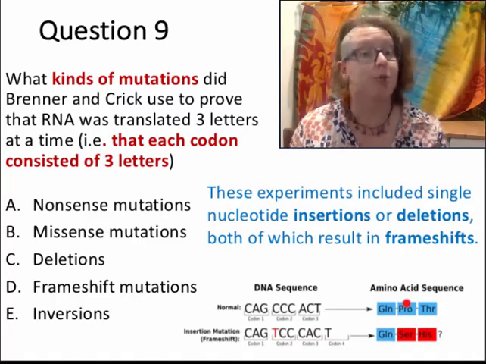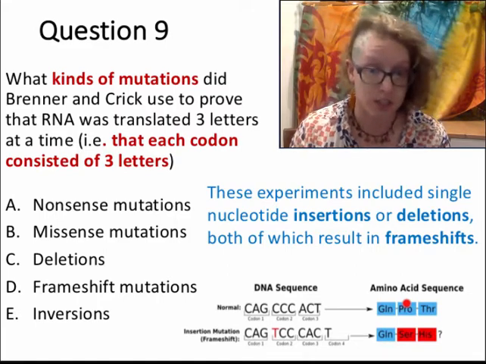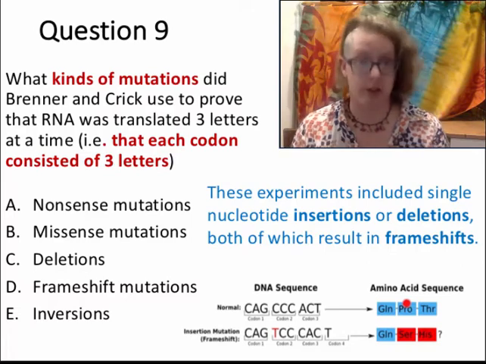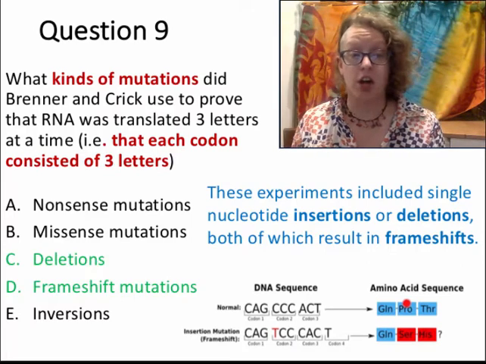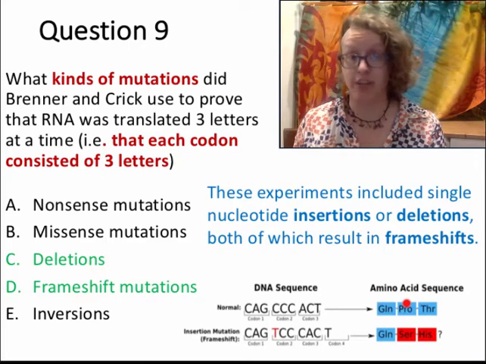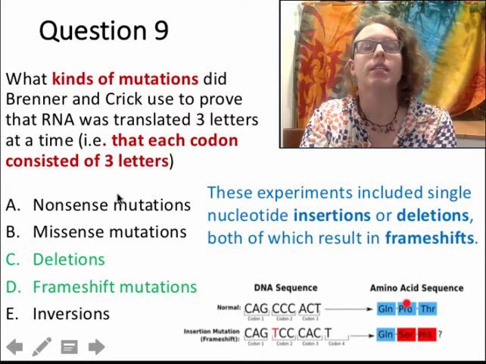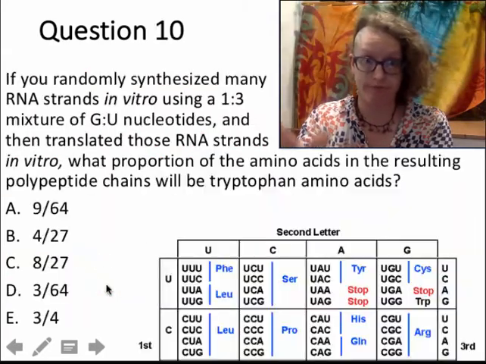So these experiments did include single nucleotide insertions and deletions, but really any mutation that causes a frame shift would work in these experiments. So the answers are C and D, deletions and frame shifts. None of these 3 change codons specifically, they change the frame. Just C and D do.